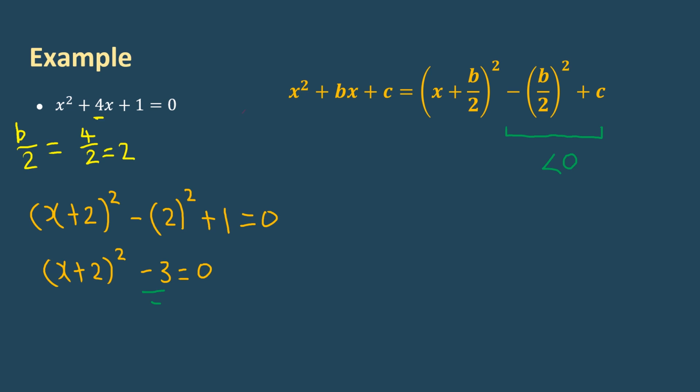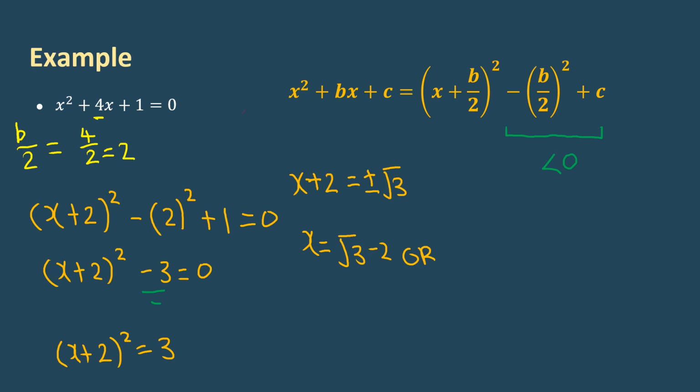To solve this question, what do we need to do? We first bring the minus 3 over. So what we get is (x plus 2) whole thing squared equals 3. And now what do we do? We square root both sides. So we get x plus 2 equals plus or minus root 3. Always remember, when we are square rooting something, there's always the positive and negative number. So now we know our answer is either x equals root 3 minus 2 or negative root 3 minus 2.